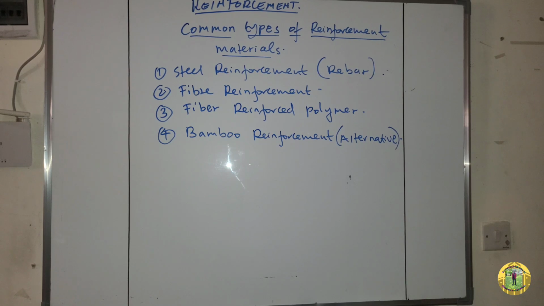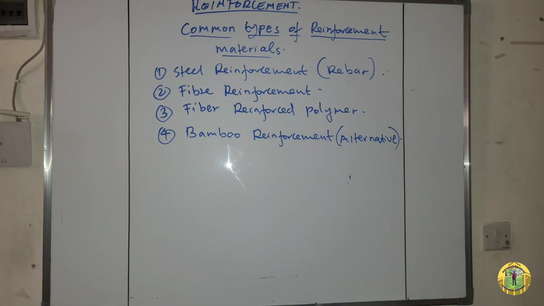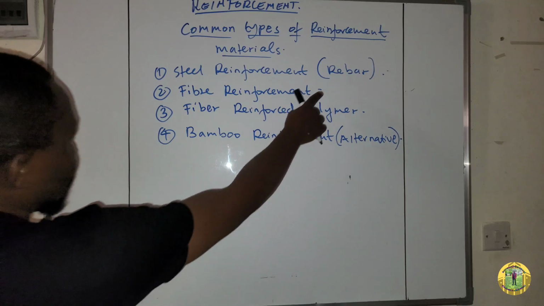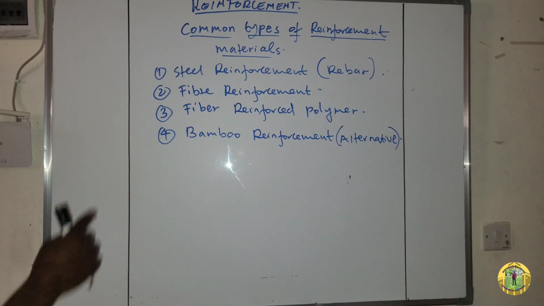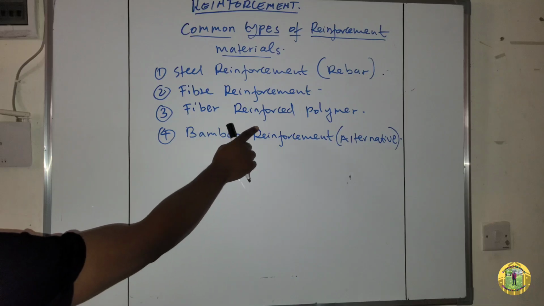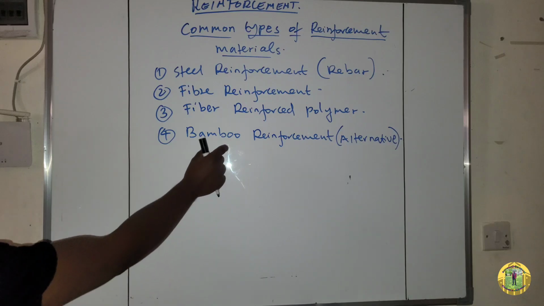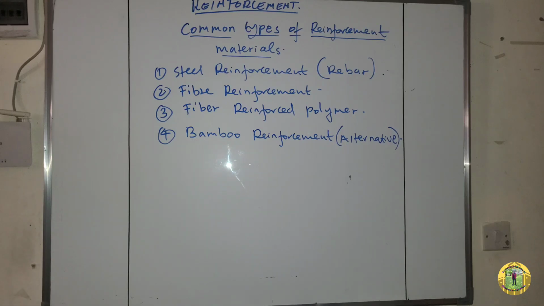So these are the common types of reinforcement materials. Number one, we have steel reinforcement. Sometimes we call it rebar. And then we have fiber reinforcement, or fiber reinforced polymer. We have bamboo reinforcement, which is used as an alternative.